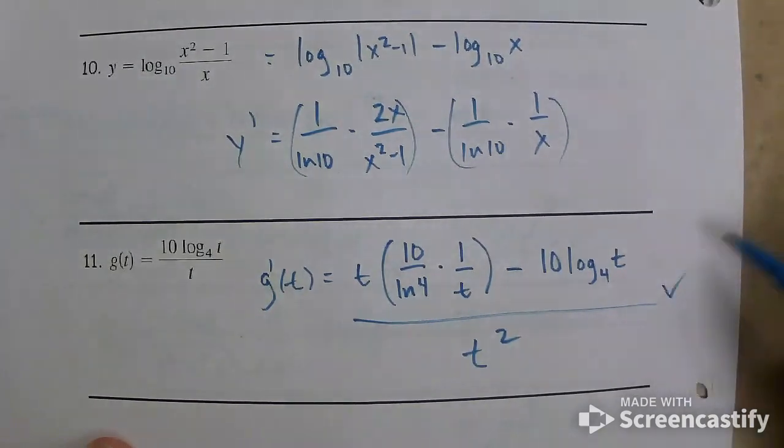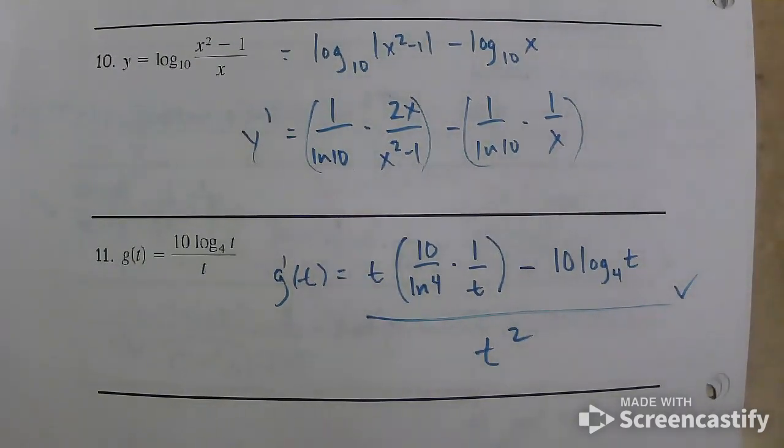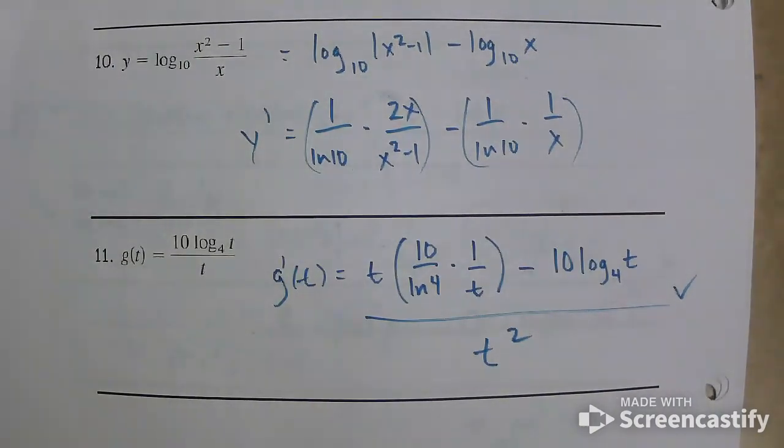Okay. But that is 5.5 derivatives of exponentials without base e. And next one will be integration of exponentials other than e. So stay tuned.